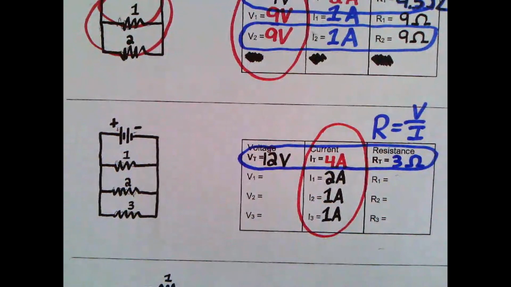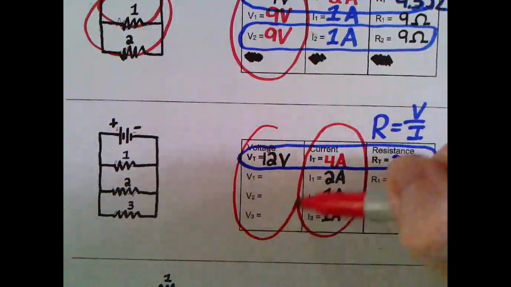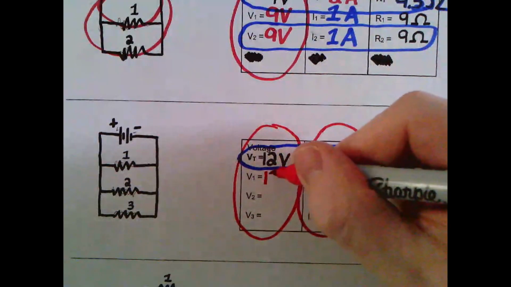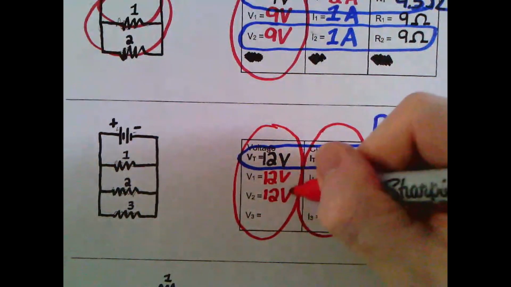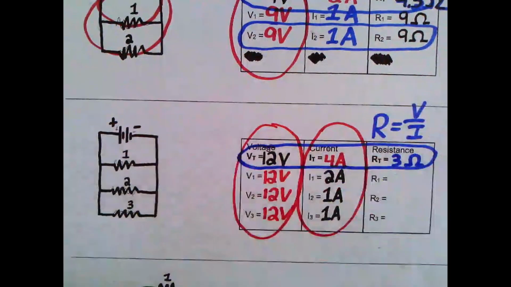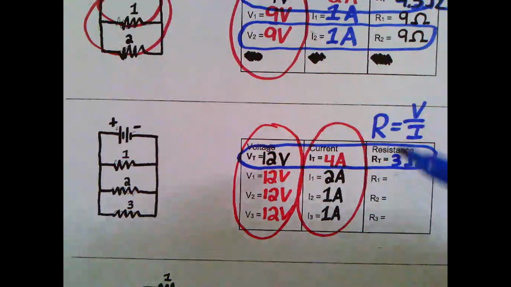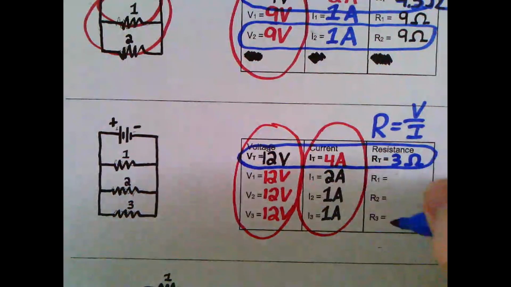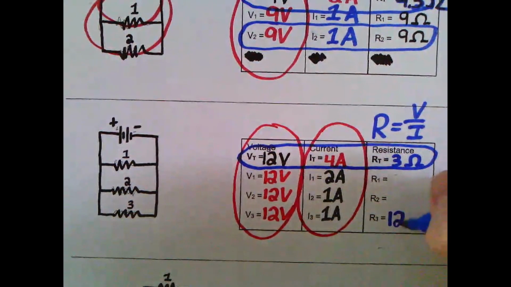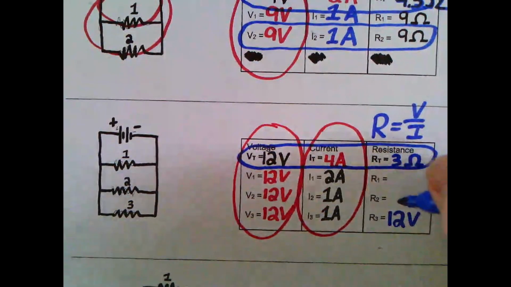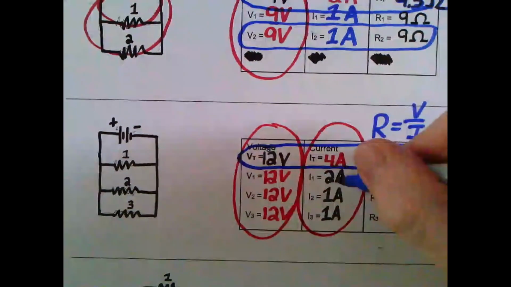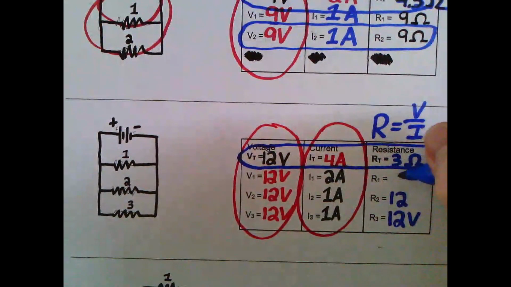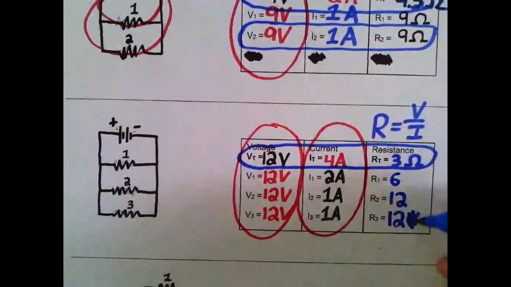Okay. We've been told the voltage. So in parallel, if you've been told the voltage at one spot, that means you've been told the voltage everywhere. So this is 12 volts all the way down, which is really helpful because that helps us calculate the resistance at any point. So 12 divided by 1 is 12. 12 divided by 1 is 12. 12 divided by 2 is 6. Oh, I'm writing volts for some reason.